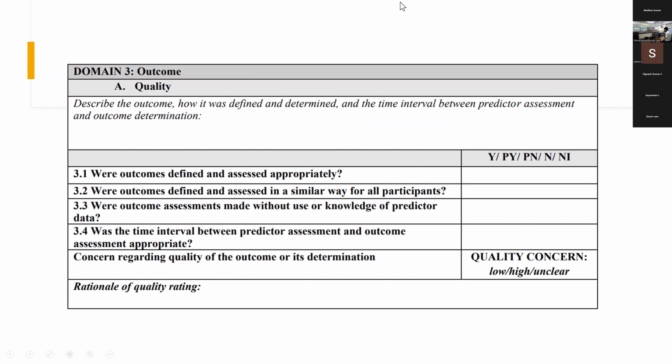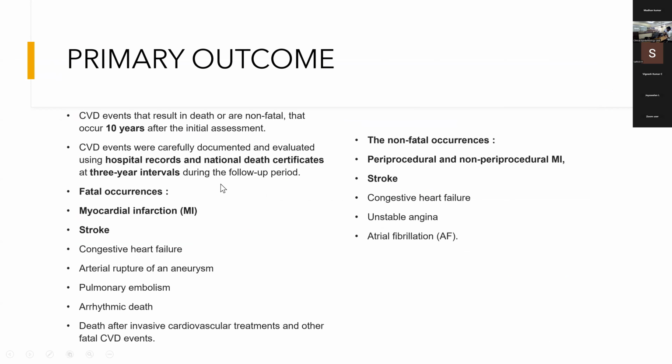So the third domain will be the outcome assessment domain. Here we'll be required to describe the outcome, how it was defined and determined, and the time interval between the predictor assessment and the outcome determination. So what was the primary outcome of our study? Our study's primary outcome was the incidence of CVD events at the end of 10 years.